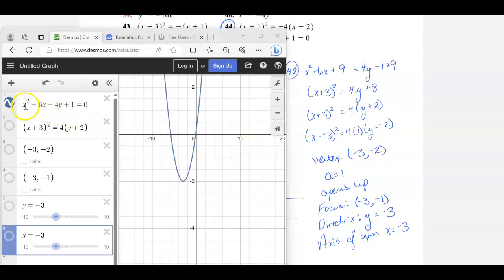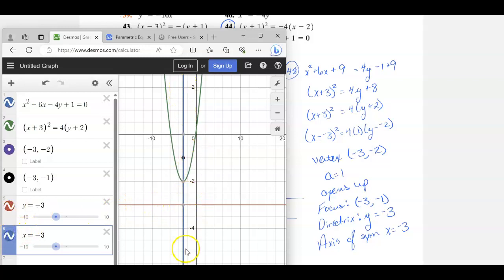So if we wanted to graph everything, this was our original equation. When we completed the square, we got this. You can see those are the same equation, just a different way to write it. We found the vertex, which is down here. We found the focus, which lives up here, and we found the directrix, which lives down here. And then the axis of symmetry cuts that graph in half.